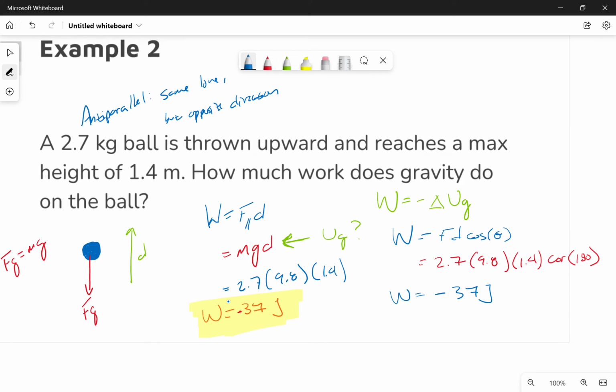Because it's anti-parallel, I could use the F parallel D, and then I just have to make sure that I'm careful about saying, yeah, that should be a negative. If I use this equation and I put in the right angle, it actually will do the negative for me. And so both equations actually work perfectly fine. Then there was this extra bit here that really isn't important for today's video, but we're going to come back to that in a future lesson.